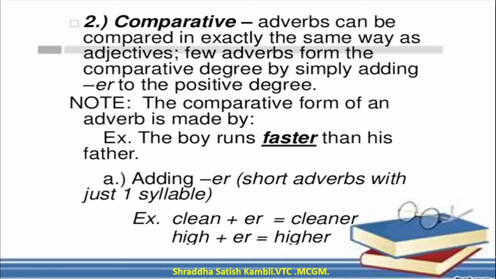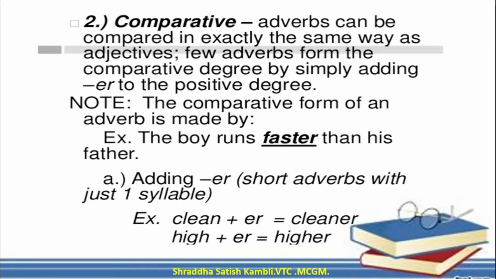So in the first case, the boy was running alone, so we said that the boy runs fast. Now there are two people running. The boy is running and his father is also running. And here we are comparing the two, and we are saying that the boy is running, of course, and he is running faster than his father. So see, fast became faster. Alright, in the same way, clean will become cleaner, high will become higher.